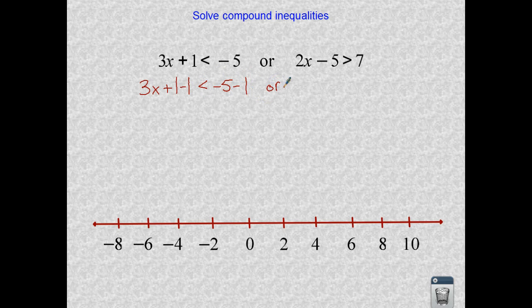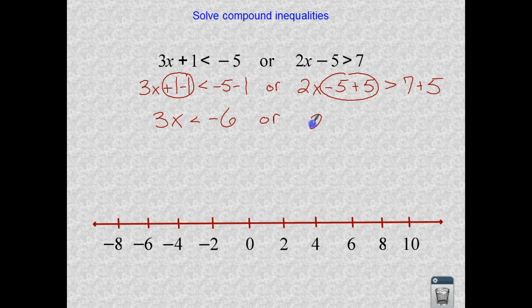Or we're going to add 5 to both sides in the second inequality. Bring down your symbol. All right. So 3x, this is nothing, it's gone, is less than -6, or 2x is greater than 12.